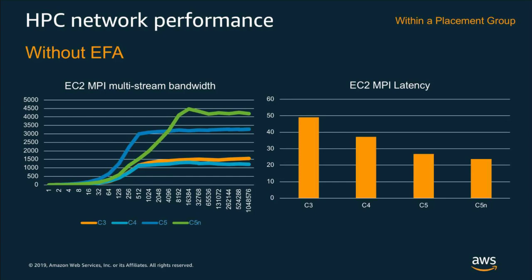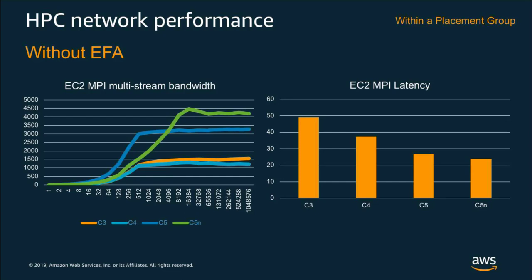On the right, the latency shown is that across each instance in the same family in a placement group. For example, it's the latency of a C4 talking to a C4 and the latency of a C5 talking to a C5. You can see that latency gets better with each generation of instance. Even moving from C5 to C5N without EFA shows a drop in latency. EFA will drop this latency even further, as you'll see in a few charts from now.